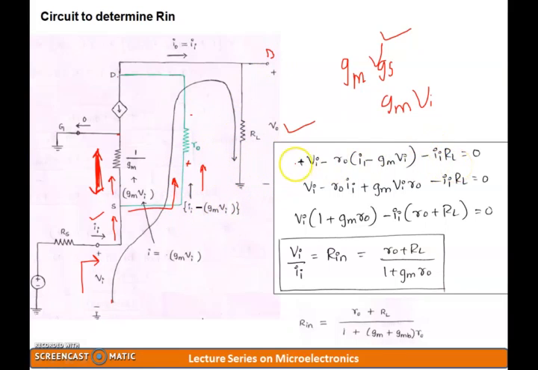As simple as that. Now let's simplify this. Vi minus R naught into II plus Gm into Vi into R naught minus II into RL. Then if I take out the common terms, Vi is over here and here, I'll get 1 plus Gm into R naught. II is here and here, if I take it out, I'll get R naught plus RL, and if I simplify, I get R naught plus RL divided by 1 plus Gm into R naught. So this is the term I get, and straightforwardly I can say that this will be my input resistance for this entire common gate amplifier configuration with current source as a load, or with active load.